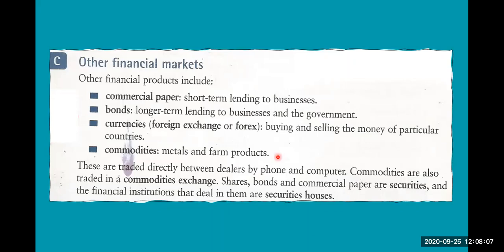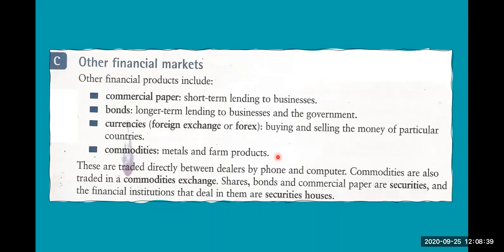Other financial products include commercial paper, short-term lending to businesses. Bonds, longer term lending to business and the government. Currencies, foreign exchange or forex, buying and selling the money of particular countries. Commodities, metals and food products.